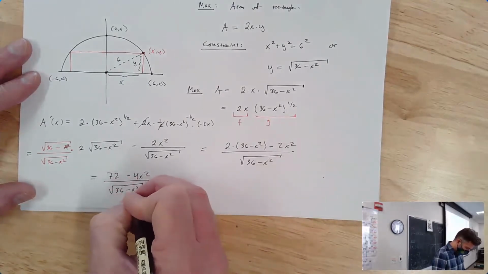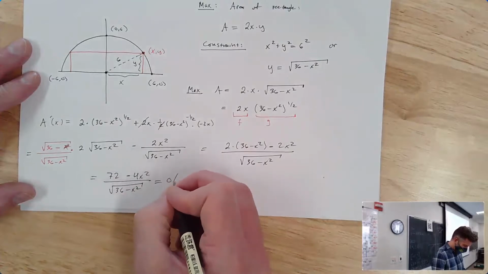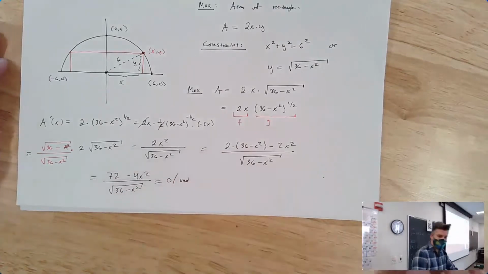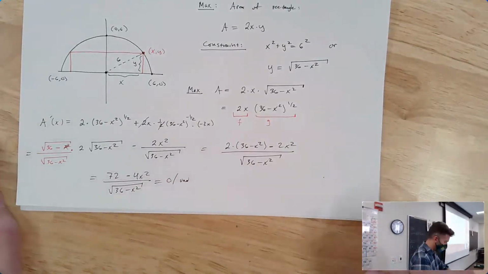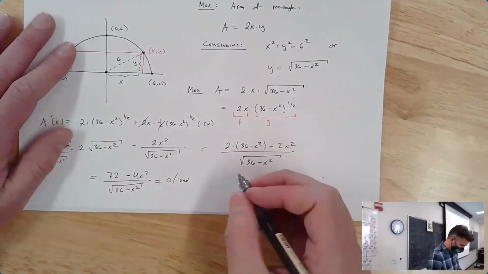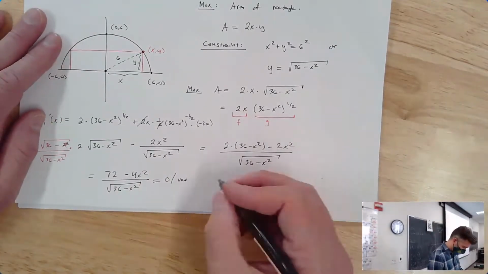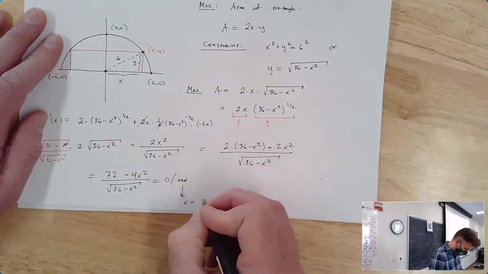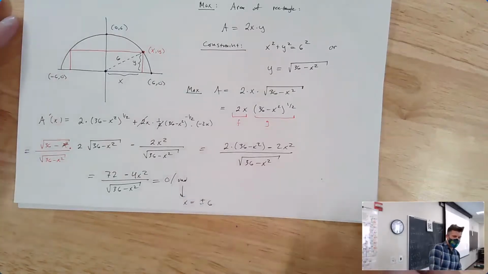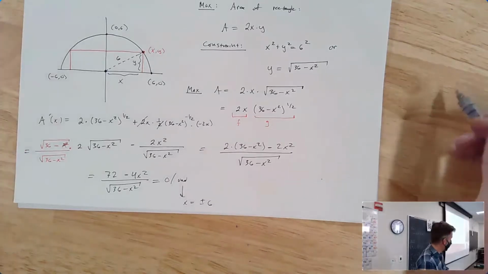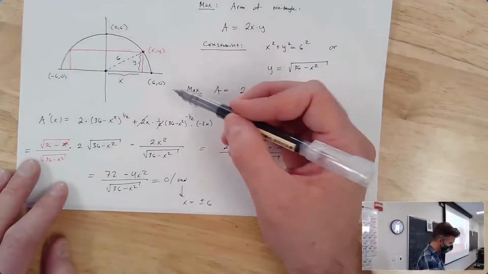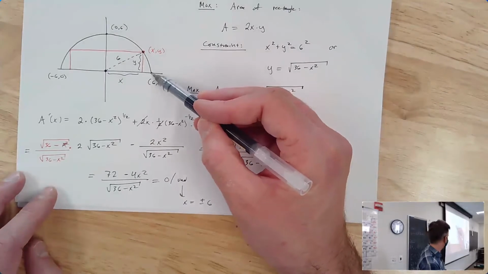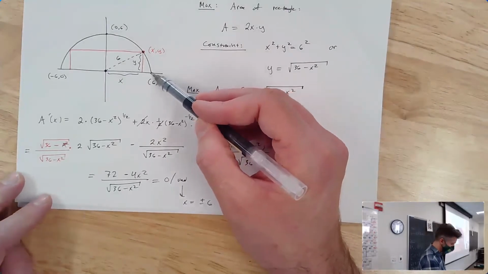And I want this to either equal 0 or be undefined. So there's a couple values of x that make it undefined. x could be 6 or negative 6. Although that's definitely not going to maximize the area, right? If you look at plugging in 6 here, if x is 6, y is going to be 0, and you're going to get a rectangle with 0 area.